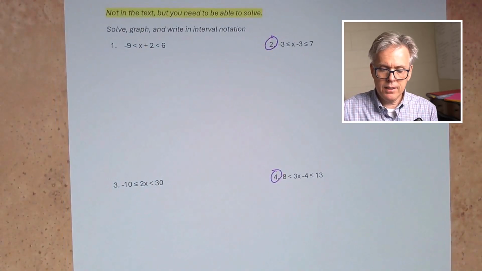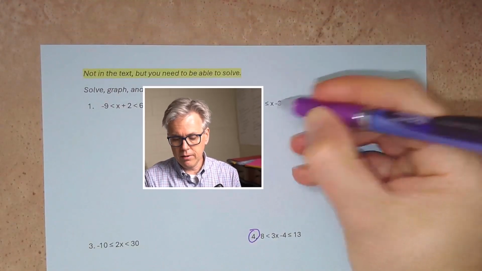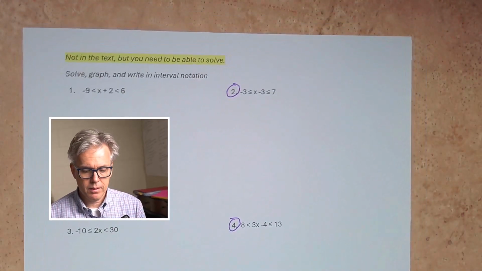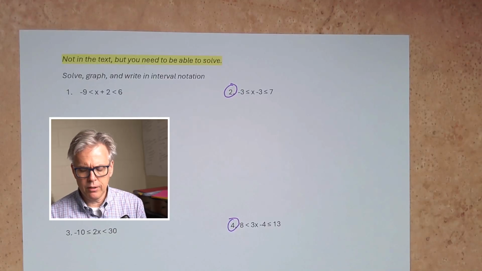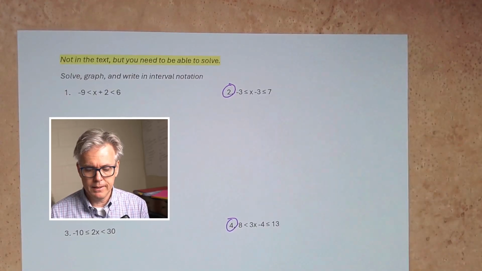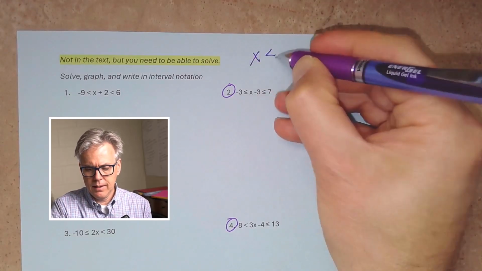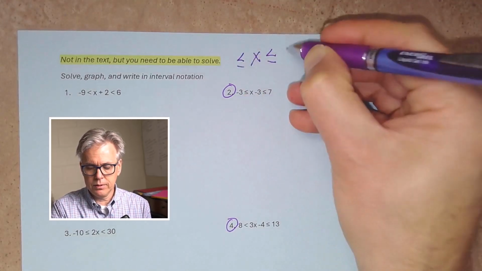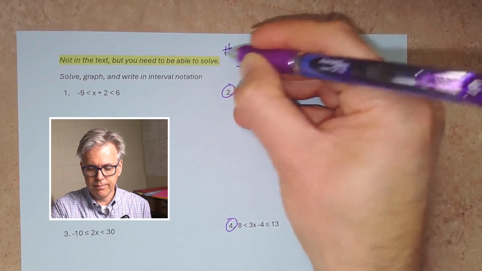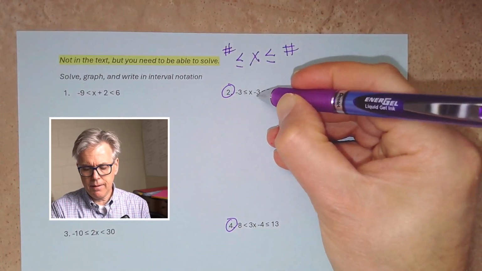All right. Now the three-part inequality is also called double inequalities. We have three parts and we have two inequalities. So these were not in the text, but you need to be able to do them. So let's go ahead and do these. Our goal here is to get x in the middle. So here's our goal, x, and then some sort of inequality symbols, and then some numbers over here. Okay. So with that in mind, how do I get x in the middle?